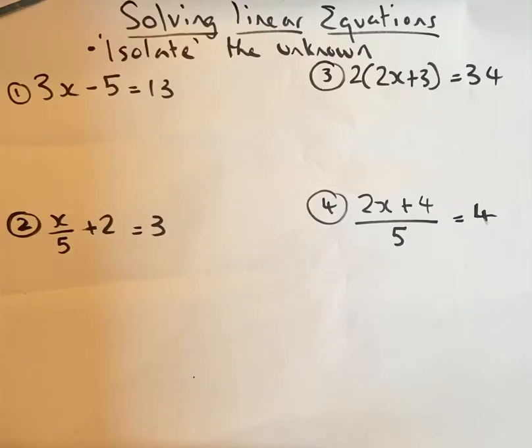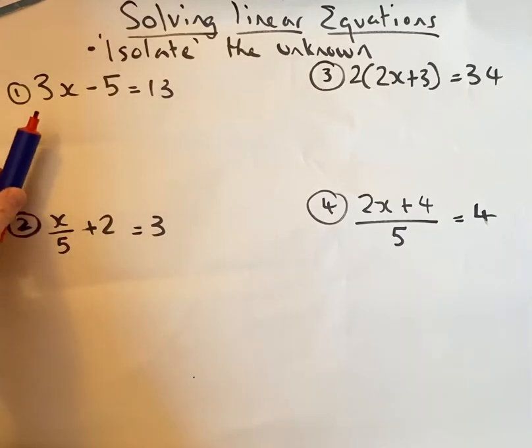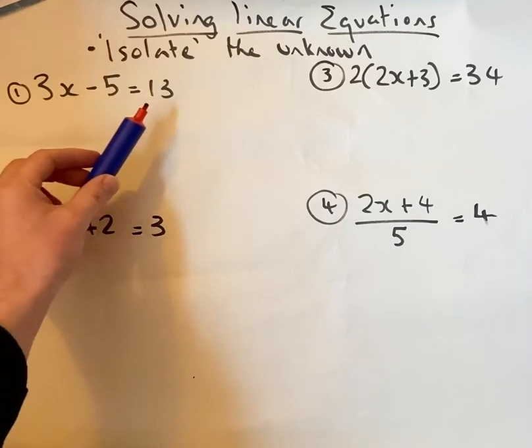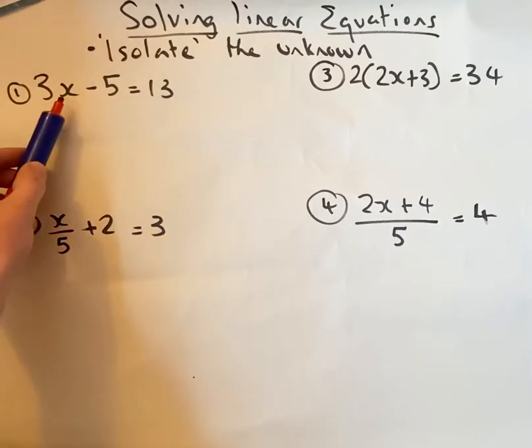Hiya, this is a lesson on how we solve linear equations by isolating the term. In this lesson, we're going to look at how we can undo the algebra that's going on to get back to an unknown value, in this case x. If you look at this first equation, we've got 3x minus 5 equals 13. We're trying to get back to x.